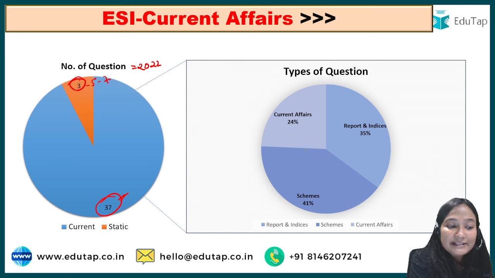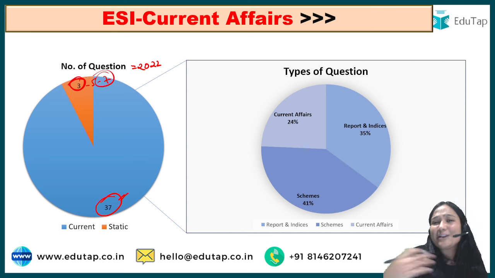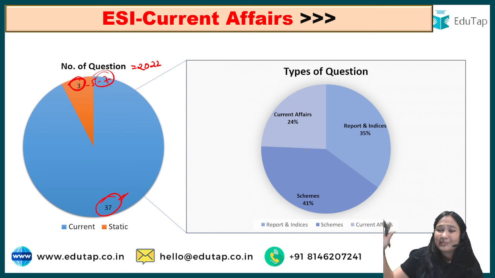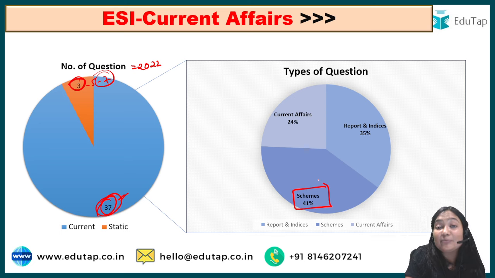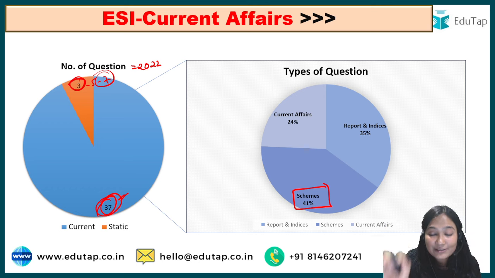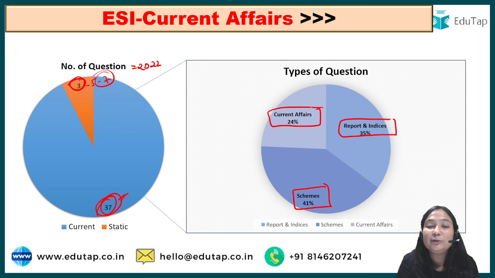This time you can see from static only 3 questions were there, maximum up to 7 questions we have seen, and even 10 questions if it is hybrid in nature, so you can take up to 10, but rarely it happens. Usually 3 to 5 questions are there even in the past papers, right? So 37 you can see come from the current portion only. In current, the most important one is the scheme, where 41% of questions come from schemes only. Out of 40, 41% is schemes, 35% is reports and indices, and for current affairs only 24%. You will be able to do well if you are doing the integrated preparation, right?